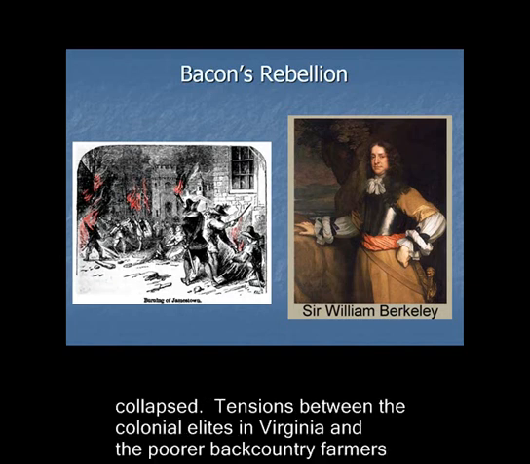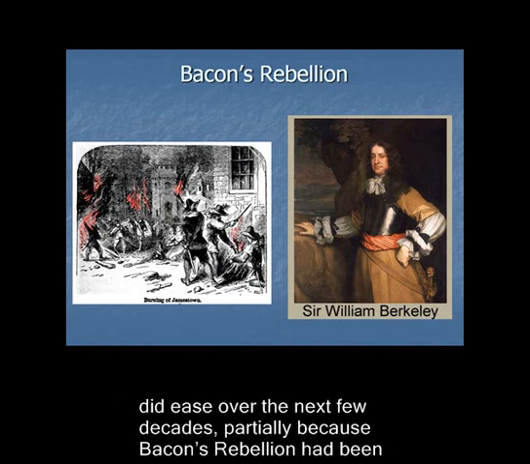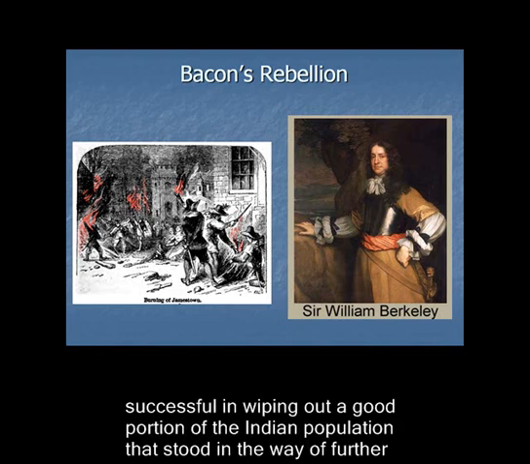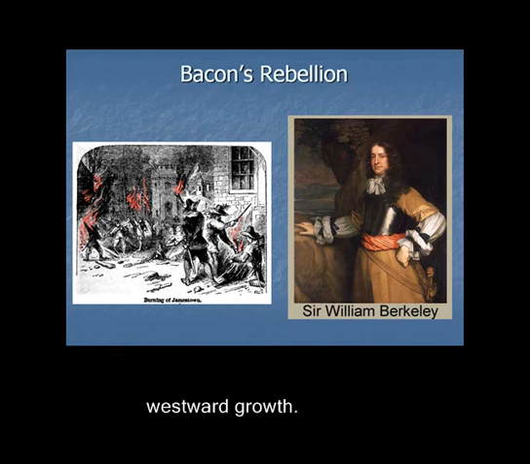Tensions between the colonial elites in Virginia and the poorer backcountry farmers did ease over the next few decades, partially because Bacon's rebellion had been successful in wiping out a good portion of the Indian population that stood in the way of further westward growth.